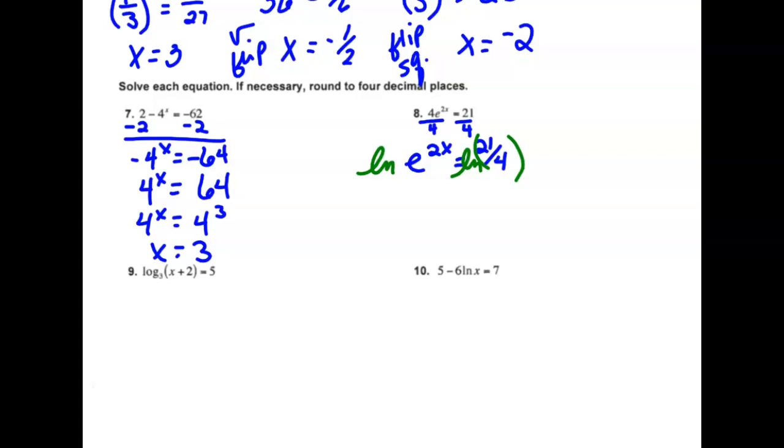On the left, the natural log means log base e of e to a power. Those drop out again, and we're left with just the power. On the right side, we have the natural log of 21/4. Our last step then would be to divide out the 2. So x equals the natural log of 21/4, and then that's divided by 2.